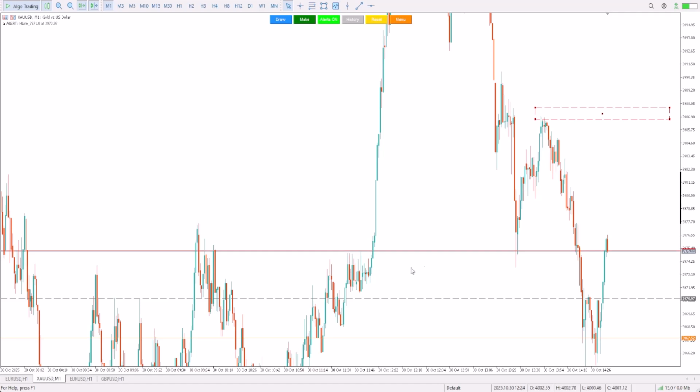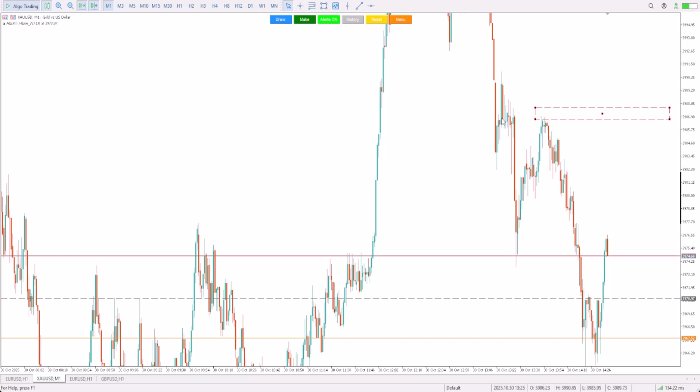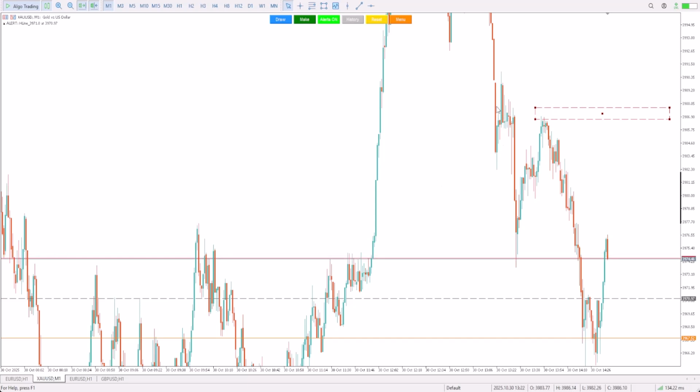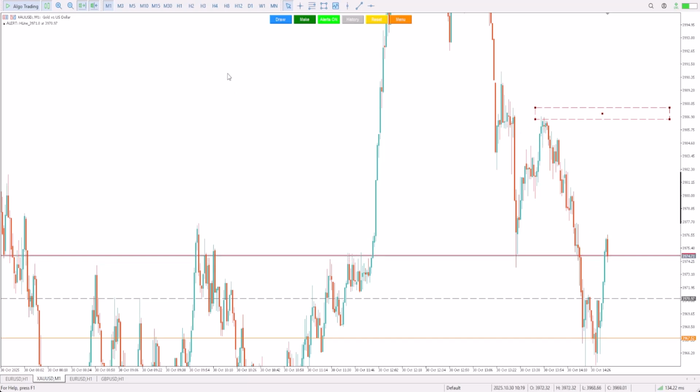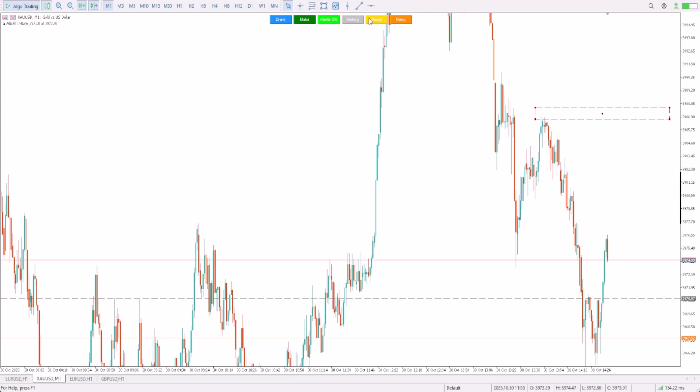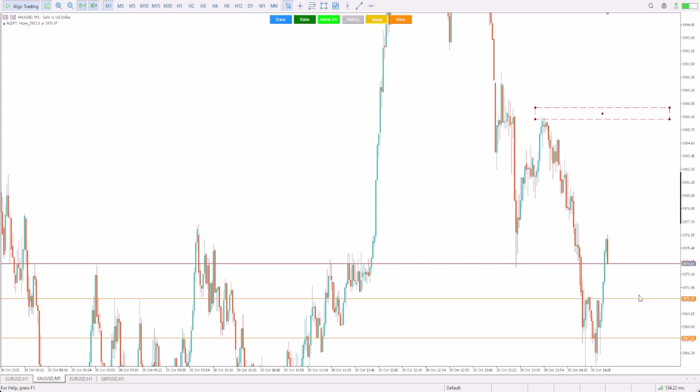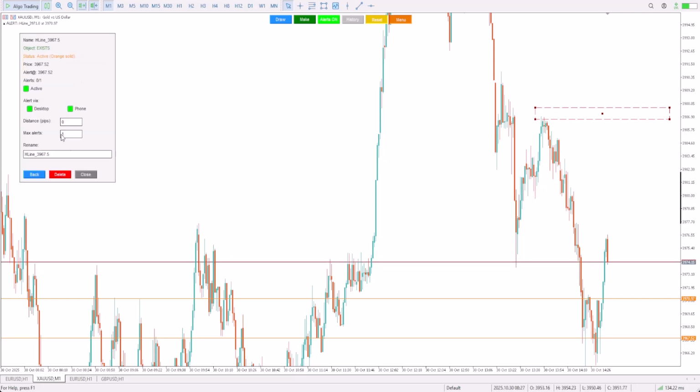Let's say here I could cut the zone, shift here, bounce, here I cut the zone, multiple touches here. So it's all about the strategy, your strategy, and if I click reset, it resets, right?